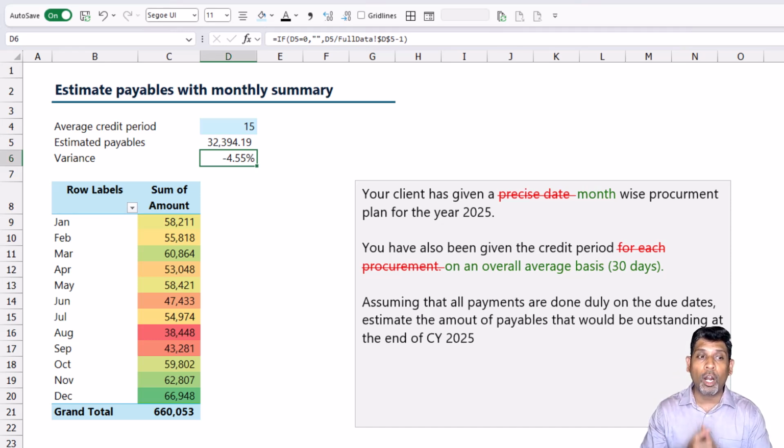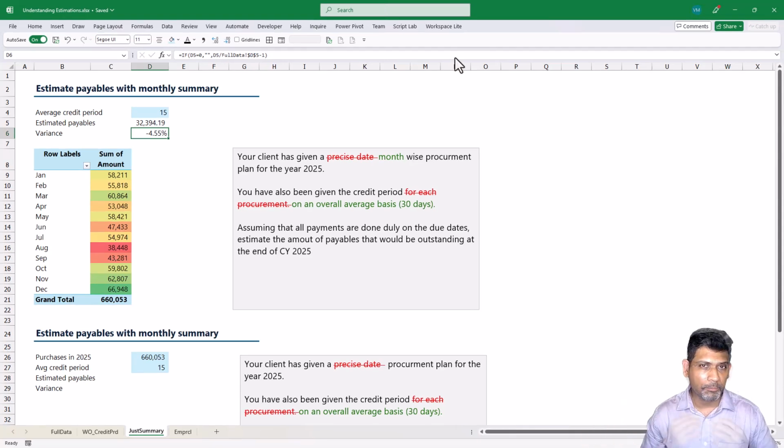Here we are making one more assumption, that the sales or procurement in December is equally spread between the first half and the second half, right? So everyday procurement is the same in December. That's one more layer of assumption we are bringing in, which is reducing the accuracy further.